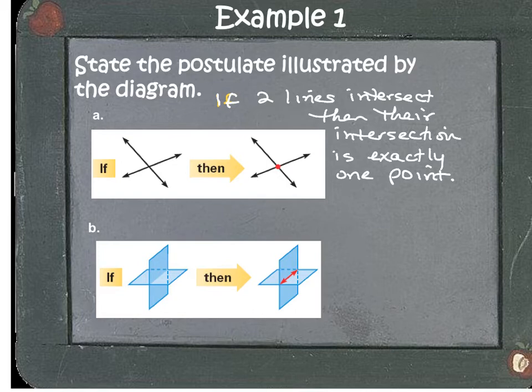Now, if you want to name this first one and tell me that it's the line intersection postulate, you can do that. Or it's just easier to say what's happening. Let me rewrite that. So if you want to give it a name, call it the line intersection postulate. And then this next one, you could call this the plane intersection postulate.